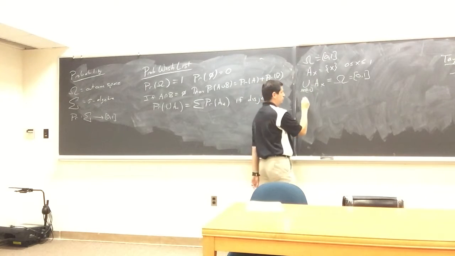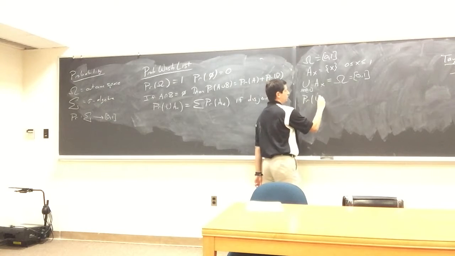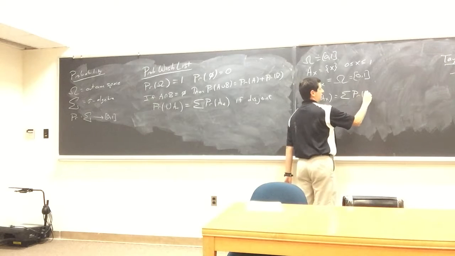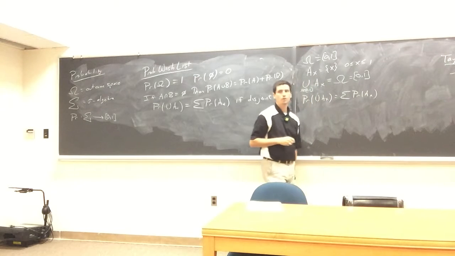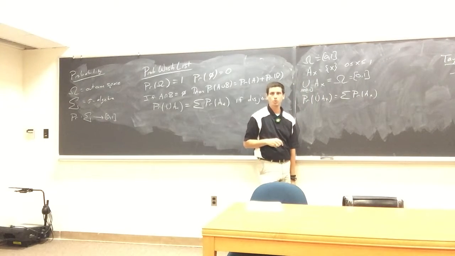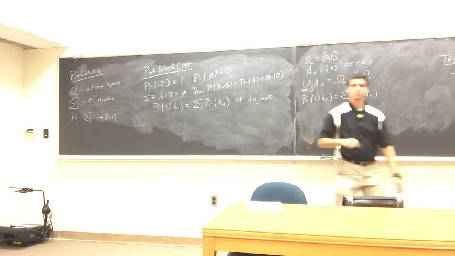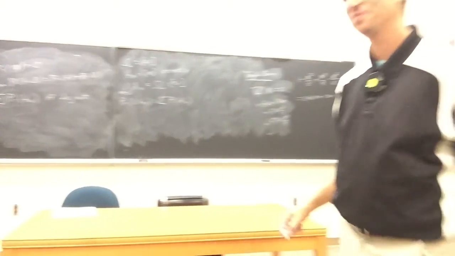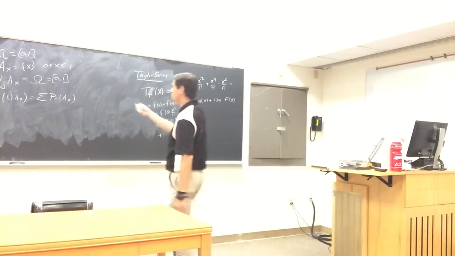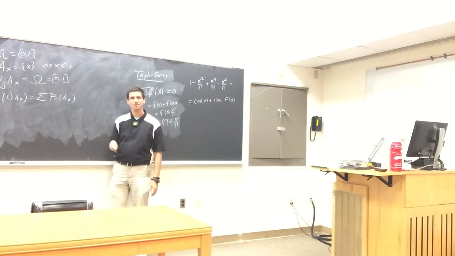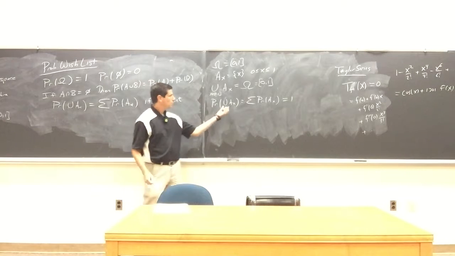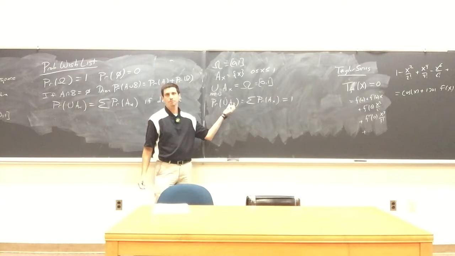If our wish list was true, if the probability of the union of the A_x's equals the sum of the probability of the A_x's, we're in trouble. What should that sum equal? That should equal 1. So now the question becomes, what would the probability of each of these A_x's be?